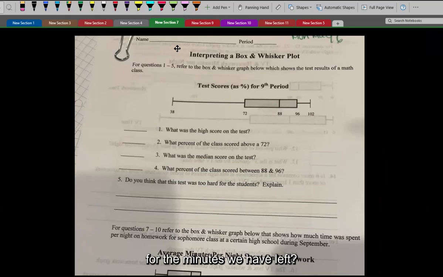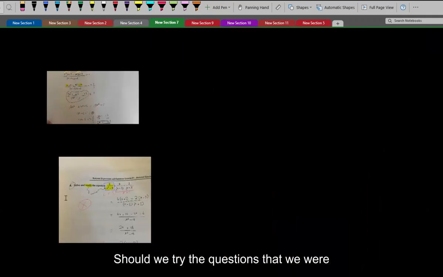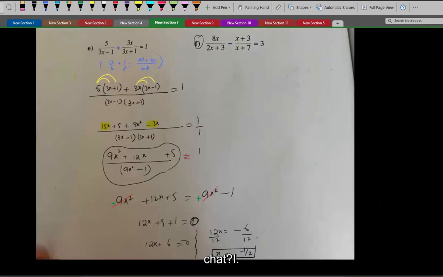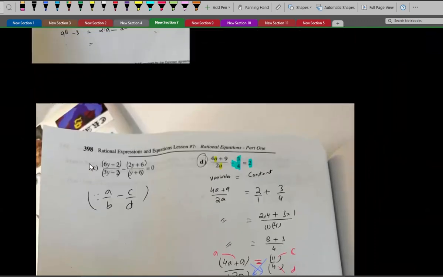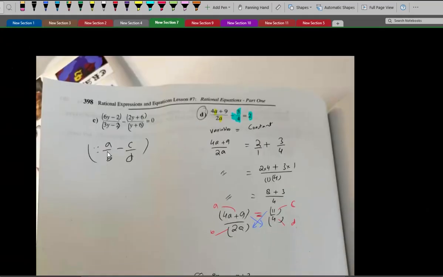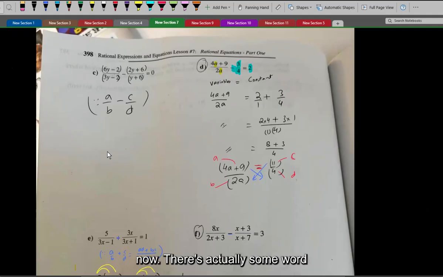So what do you think? What should we do now for the minutes we have left? Should we try the questions that we were just leaving, or we can just have a chit chat? I'm just looking through my book right now. There's actually some word problems. Can we go through those? Yeah, sure. Okay, I'll just send you a photo.